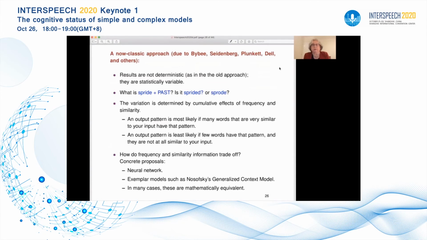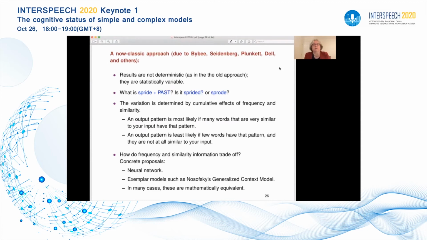Now, starting in the 80s, there were very, very detailed studies that caused a big change in this theory. And the now classic approach, which is due to Bybee and Seidenberg, Plunkett, Dell, and others, was based on findings that for a lot of morphemes, the results are not deterministic. Instead, they are statistically variable. So for example, if you ask people what the past tense of spride is, some people might think it's sprided, some people might think sprode. You'll even get people saying the past tense of bring is brang, whereas other people would say it's brought.